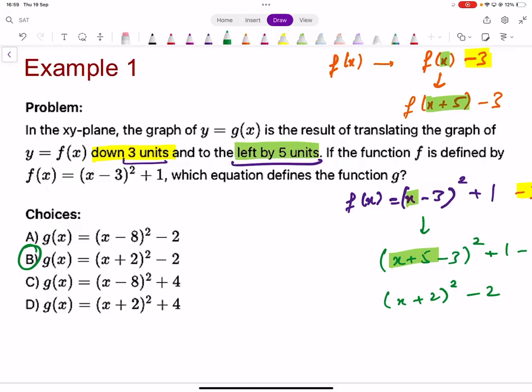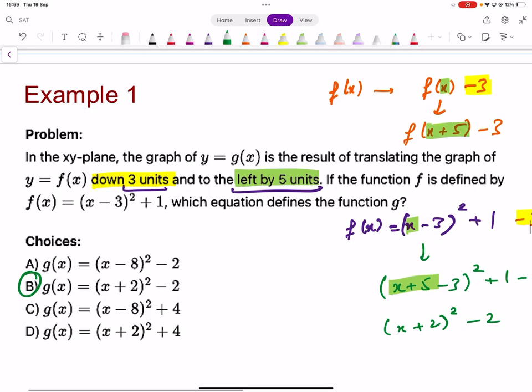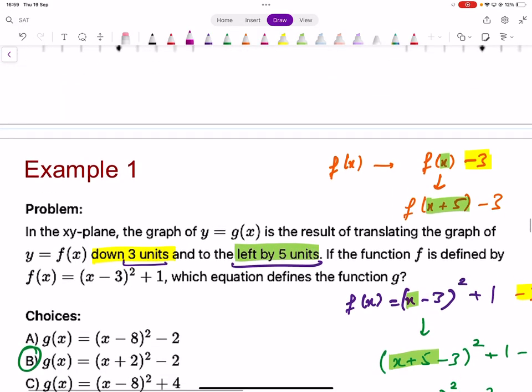Is this okay? This is what you can remember. For vertical transformations, something is added or subtracted outside the function. This is vertical movement.